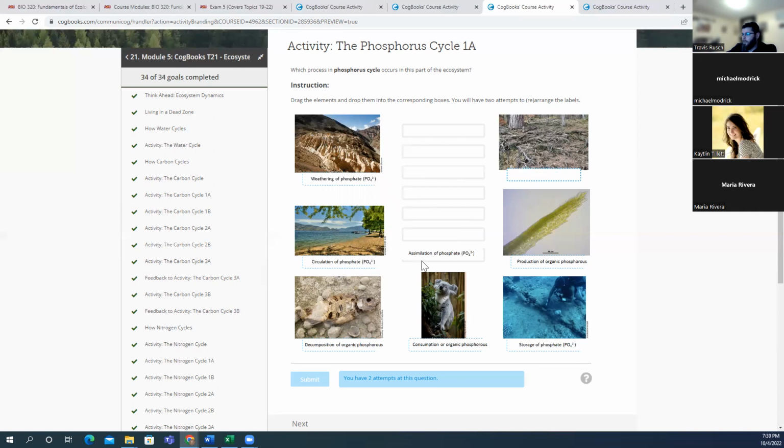And then assimilation of phosphate. So we've heard of assimilation. We said that it means absorption. So the question would be, had it not be the last choice, what is something that's doing some absorbing?